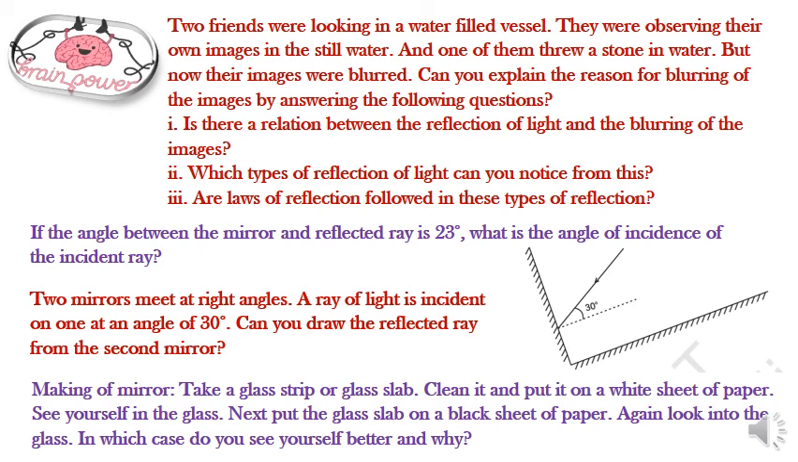And make your own mirror. Take a glass strip or glass slab, whatever you have or whatever is available at home. Clean it properly, but make sure to take care of your hands, and put it on a white sheet of paper. See yourself in the glass. Next, put the glass slab on a black sheet of paper. Again, look into the glass. In which case do you see yourself better and why?